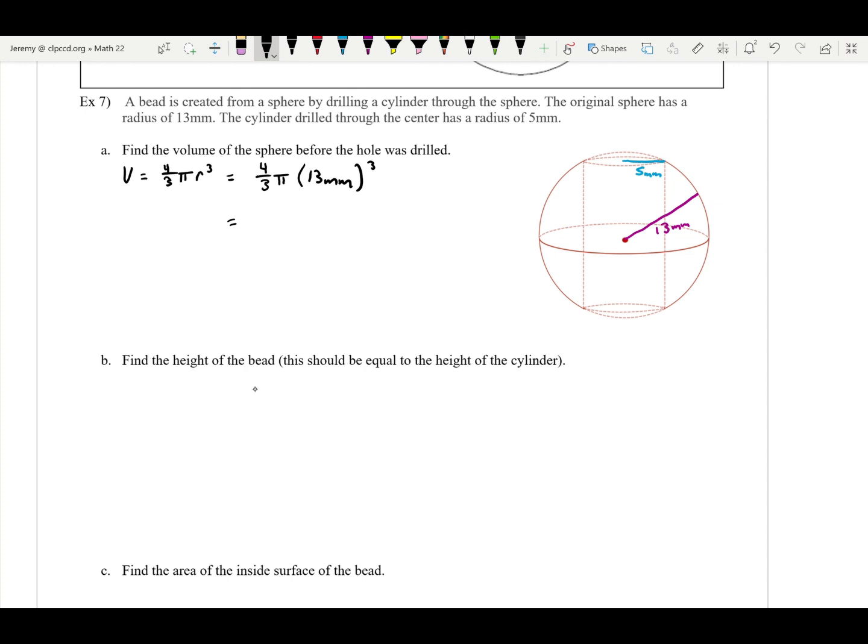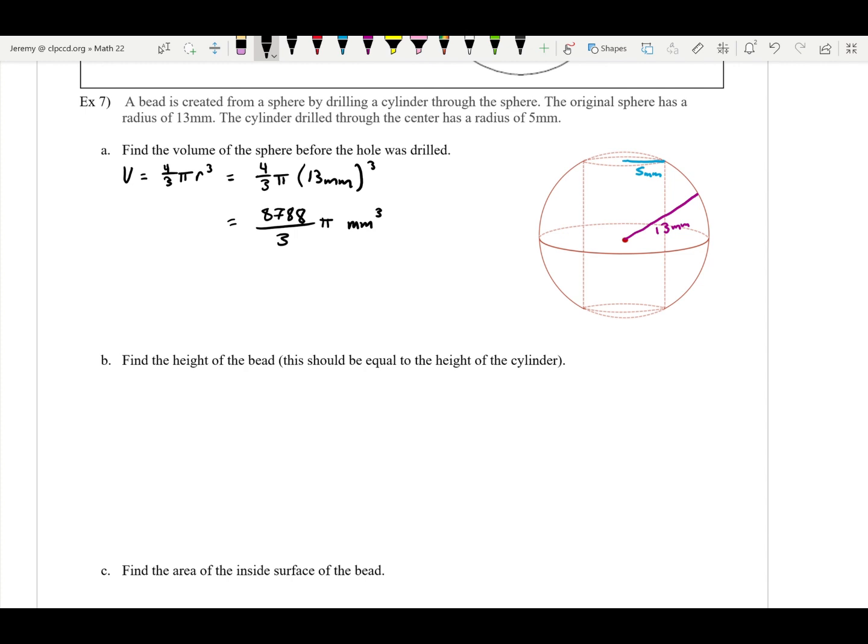So 13 cubed is 2,197. Multiply that by 4 and we get 8,788. Haven't yet divided by 3, and I haven't multiplied by pi. But I'll have this in terms of millimeters cubed. Okay, so that's actually about as good as we can do for an exact answer as far as having it simplified, because that 8,788 is not nicely divisible by 3.